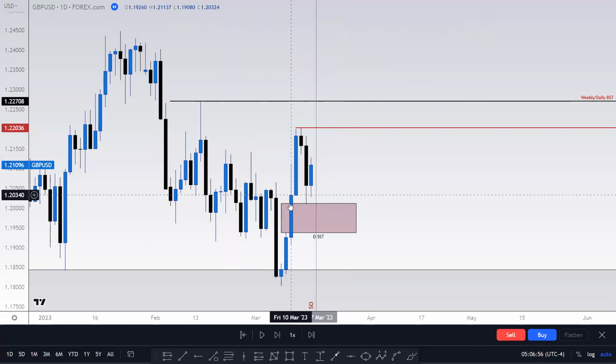Price is now taking out sell side within this imbalance and also within this imbalance. And then the next day, price didn't trade below yesterday's low, but rather traded into the body of the previous day's candle. So was that an indication of what could happen?